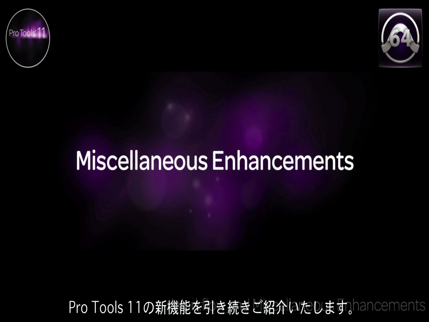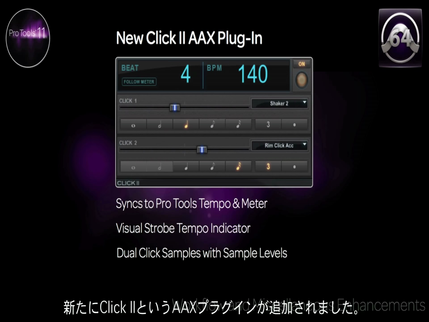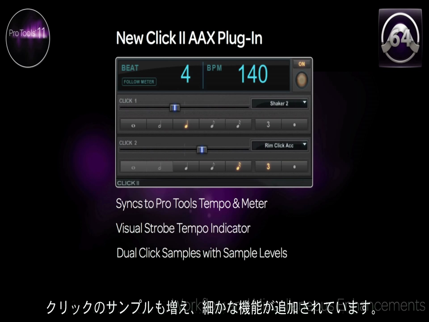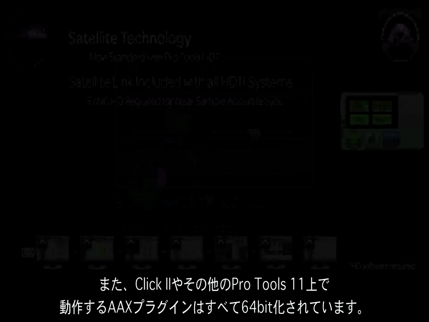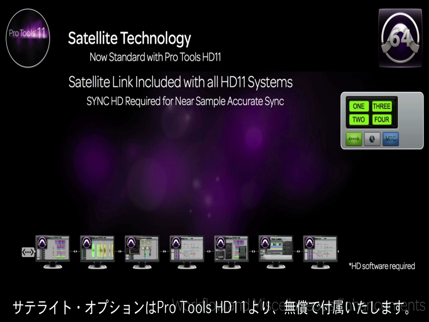There are other new enhancements to Pro Tools 11. There is a new Click 2 AAX plugin that has many new click samples as well as the ability to create subdivisions. Click 2, as well as all Avid AAX plugins, are now 64-bit, a requirement for all plugins for Pro Tools 11. The satellite option is now included free with each version of Pro Tools HD 11.